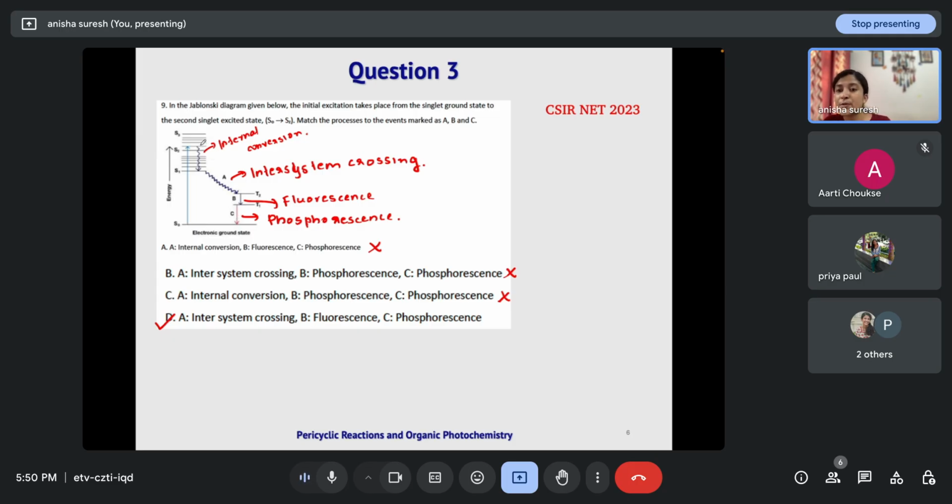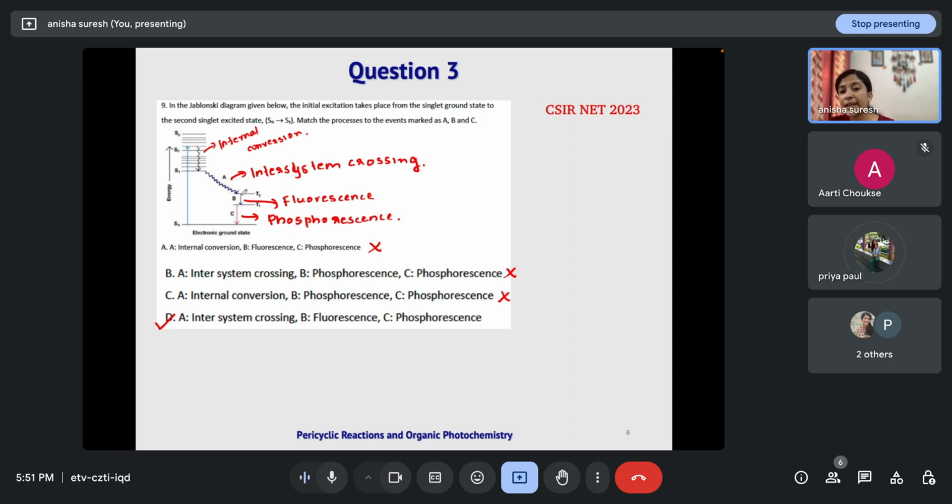So we have seen in the Jablonski diagram that when coming by a non-radiative pathway from a higher excited state to a lower electronic state, that is known as internal conversion, right? And when it is in the same electronic state, moving between vibrational levels, it is known as vibrational relaxation. And from a singlet state to a triplet state, a non-radiative pathway is known as inter-system crossing. So this A will be inter-system crossing.